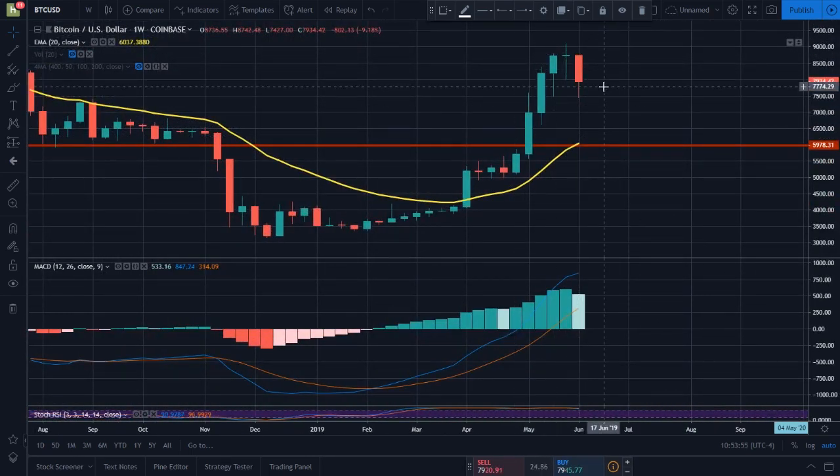Now I want to point out that we've only seen one red candlestick, and moving average convergence divergence, MACD, takes into account a couple dozen of the last candlesticks. Like I said, I'm not getting into it. It's based on these 12 and 26 numbers.